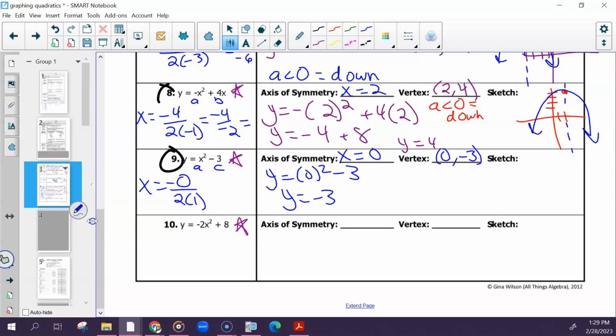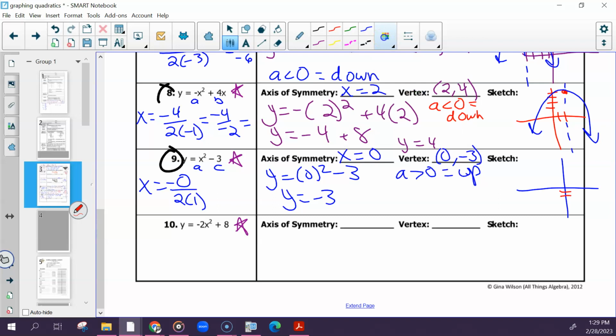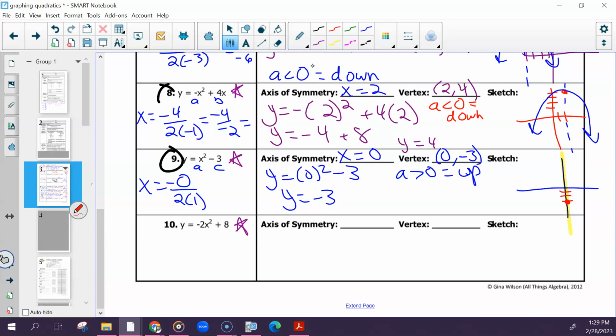Would this face up or down? Up. Yeah. And then draw your rough sketch. We have a point at 0, negative 3. Since your y-axis is your axis of symmetry, I'm just going to highlight over it. And then draw your U facing up.